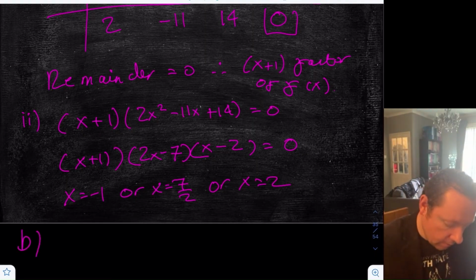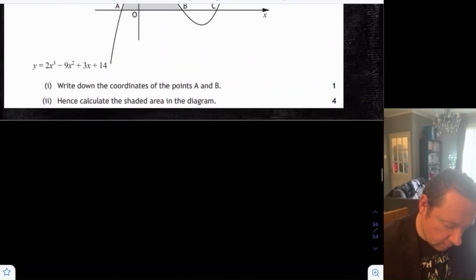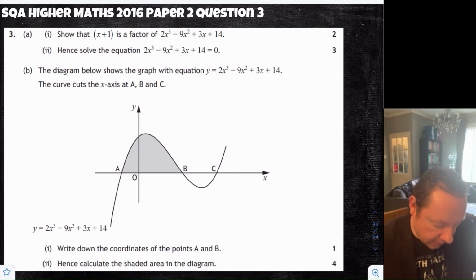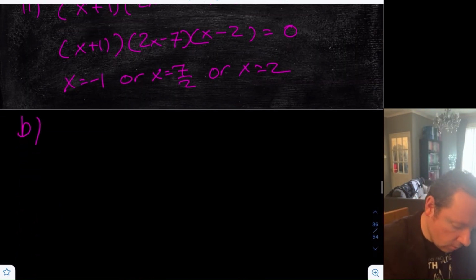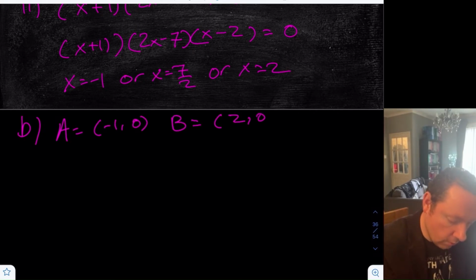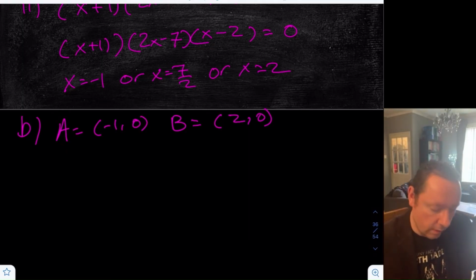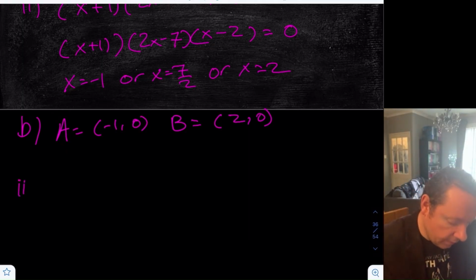Part B, the graph cuts the x-axis at A, B, and C. Write down the coordinates of A and B. Well, we've just worked it out. Our smallest x is A, our next smallest is B. So in other words, A equals minus 1, 0, and B equals 2, 0, and C would be 7 over 2, 0 as well.